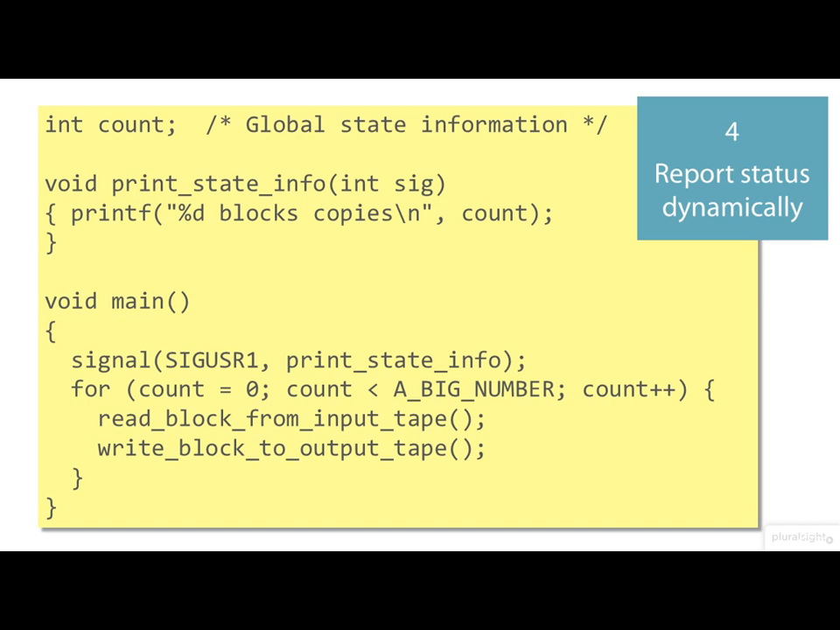I haven't mentioned SIGUSR1 before. It's one of a pair of signals that are reserved for user-specified purposes. They have no predefined conventional use. Code is straightforward. Print state info is the signal handler that reports the status information.